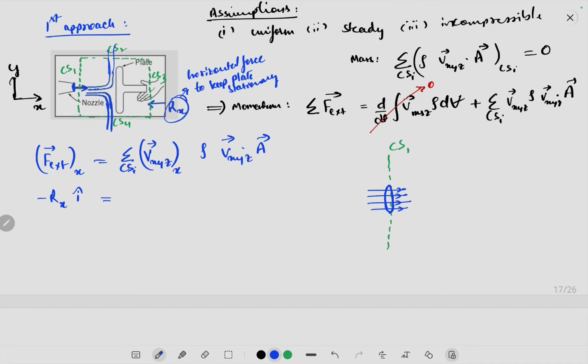Okay, so in that case, will this capital A equal the area of CS1? The answer is no. This area is not the area of CS1. Instead, it is only this much area.